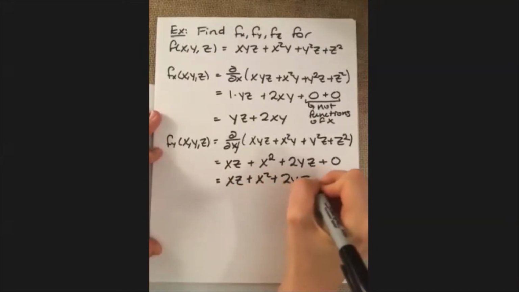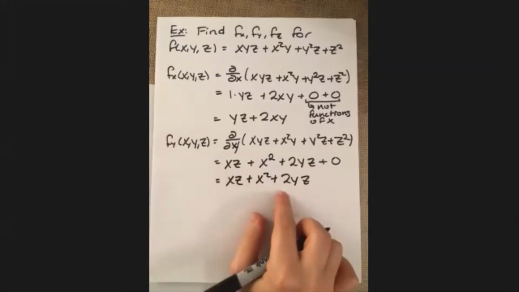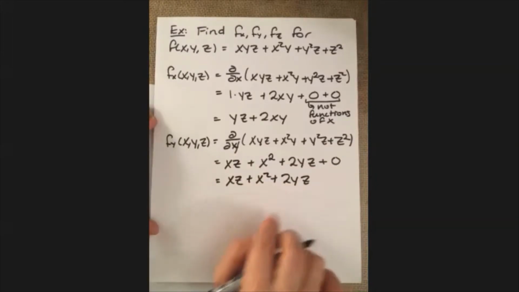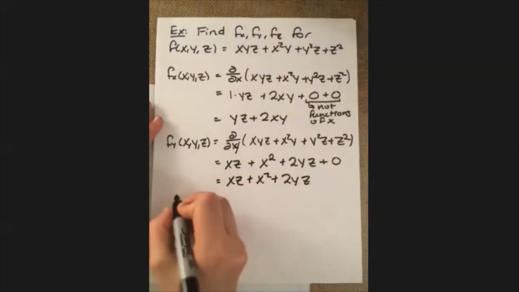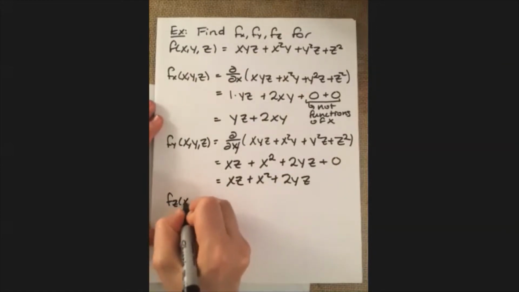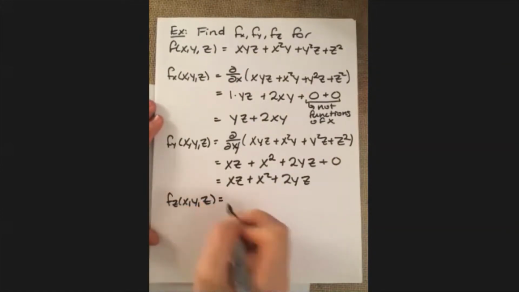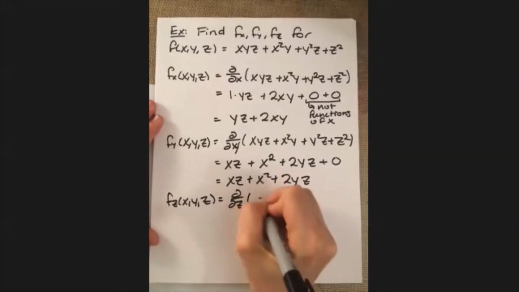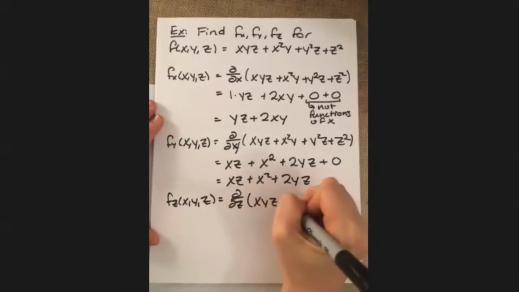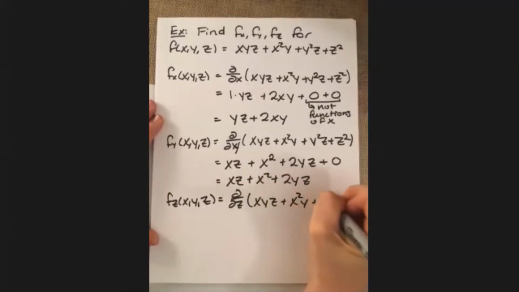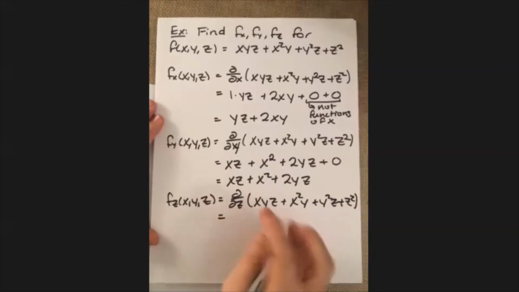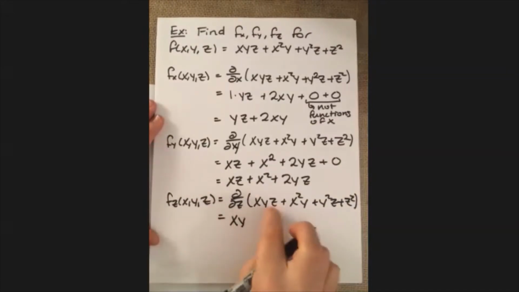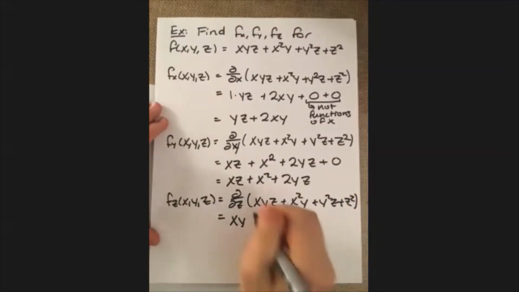So our final answer is just xz plus x squared plus 2yz. And then finally, we can take the partial with respect to z. And this is equal to partial with respect to z of xyz plus x squared y plus y squared z plus z squared. This, we're just left with the xy because the derivative of z is 1.